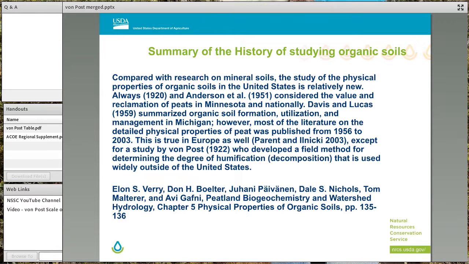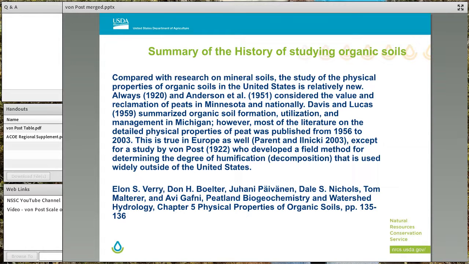I found an accurate summary of the history of studying organic soils and would like to share it with you. It's from the book titled Peatland Biogeochemistry and Watershed Hydrology. Compared with research on mineral soils, the study of the physical properties of organic soils in the United States is relatively new. Alway, Anderson and Associates considered the value and reclamation of peats in Minnesota and nationally. Davis and Lucas summarized organic soil formation, utilization, and management in Michigan. However, most of the literature on the detailed physical properties of peat was published from 1956 to 2003.